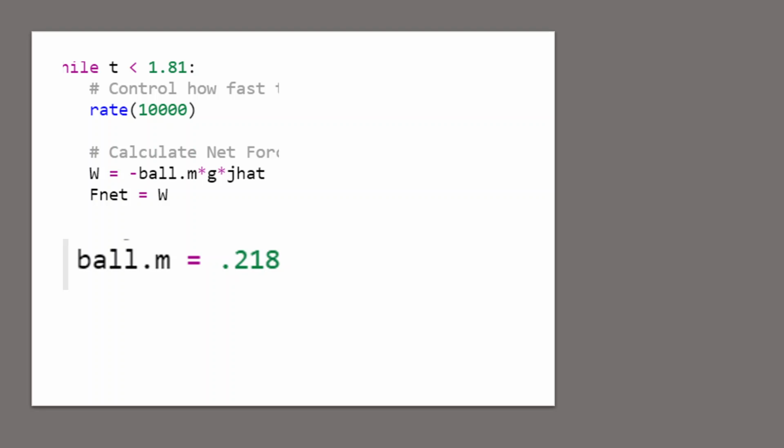And then here we have, for the time less than 1.81, which is basically after the top catches up with the bottom, the only force we have here is the weight force, negative ball.m times g times j hat, and the net force is just the weight force. And then I changed the ball's mass to be 0.218, which is just the mass of an average Slinky.